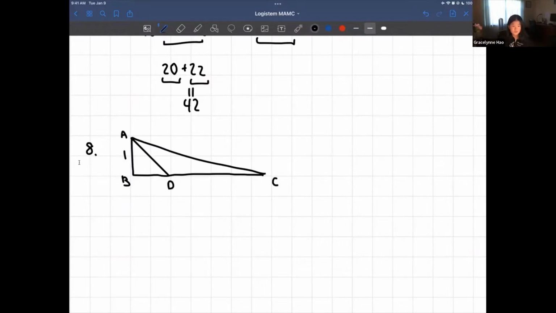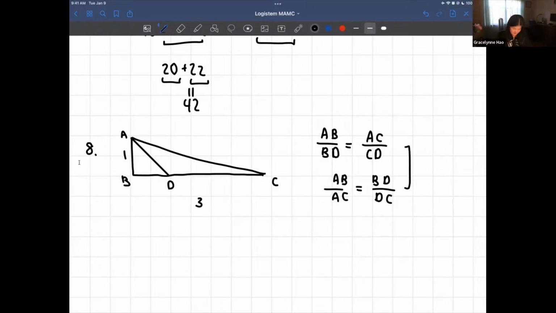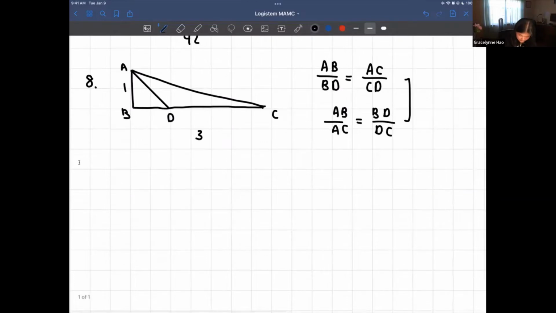In this case, you're probably going to need the angle bisector theorem, which is a pretty common theorem in geometry in general. It basically states that AB over BD is equal to AC over CD. I know some of you might also know this as AB over AC equals BD over DC. Just note that these two claim the same thing, but I'll be using this one for my explanation. Since we know that this is a right triangle, the Pythagorean theorem just states that AC is root 10.